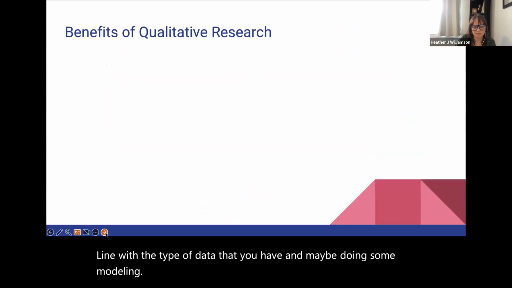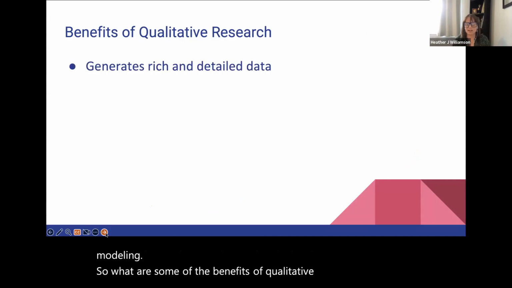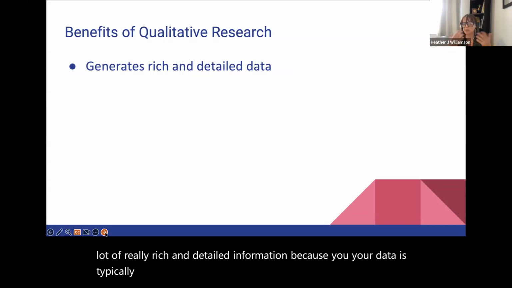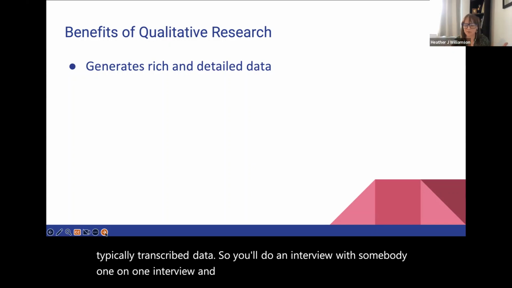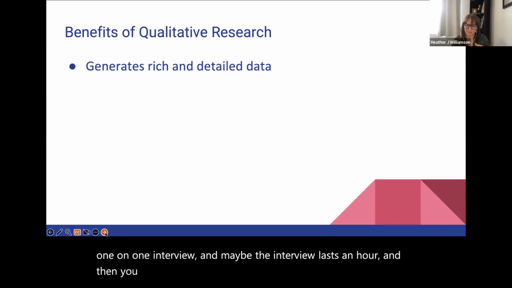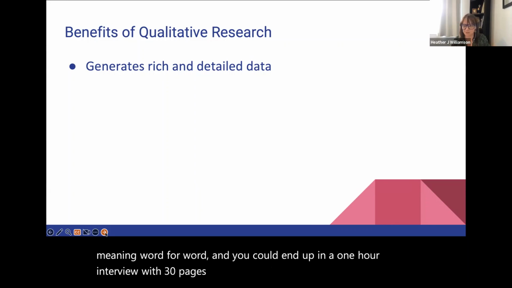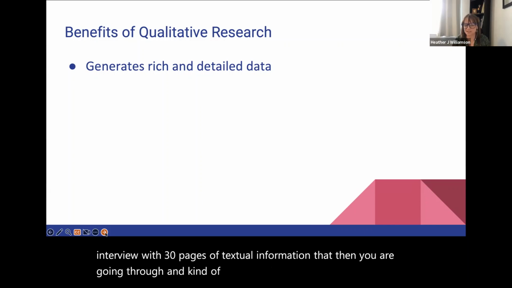So what are some of the benefits of qualitative research? You get a lot of really rich and detailed information because your data is typically transcribed data. So you'll do a one-on-one interview with somebody, and maybe the interview lasts an hour. And then you transcribe that. Very often they'll be transcribed verbatim, meaning word for word. And you could end up with a one-hour interview with 30 pages of textual information that you then go through and analyze to see what the answer to your research question is.